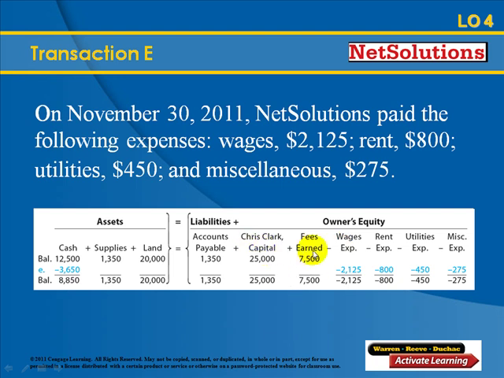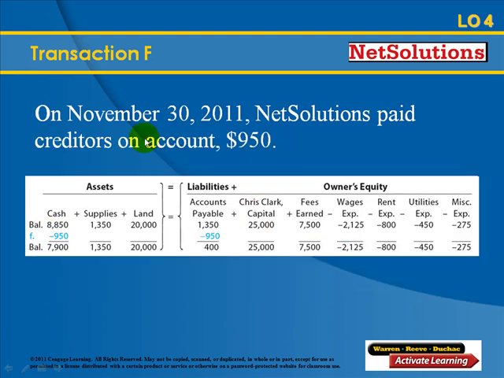Capital increases, fees earned increase, expenses decrease equity. So we will list these as negative amounts. Our equation is balanced. On November 30th, Net Solutions paid creditors on account $950. So we're going to start paying on accounts payable here. When we say paid creditors on account, that means we're going to pay off part of the accounts payable. So we're going to take $950 from cash, leaving us with a balance of $7,900, and we're going to take away accounts payable $950, leaving us with a balance of $400. We are in balance. Assets equal liabilities plus the owner's equity.